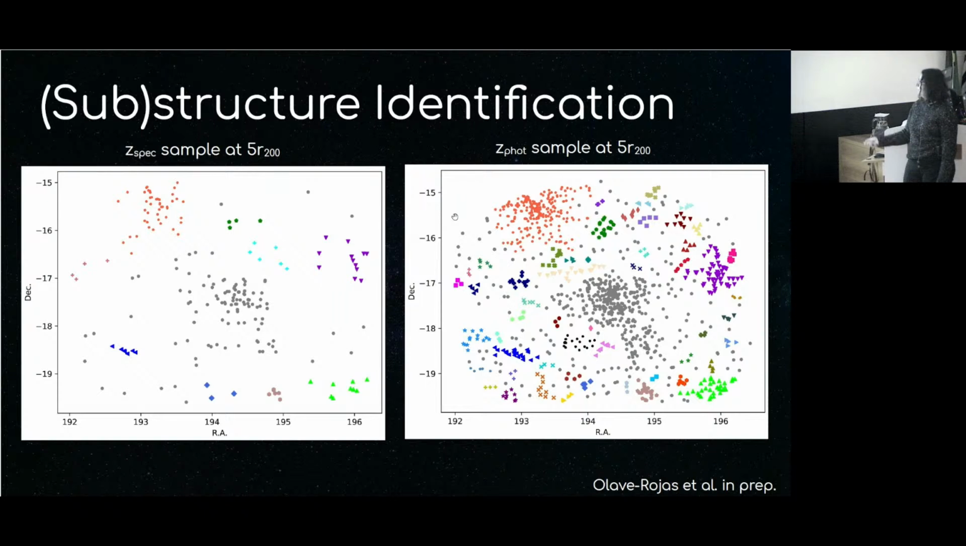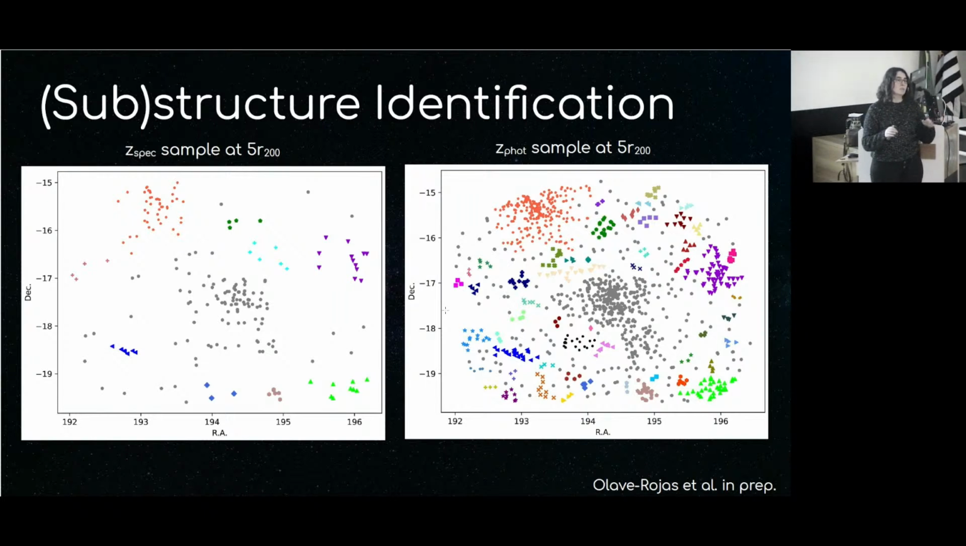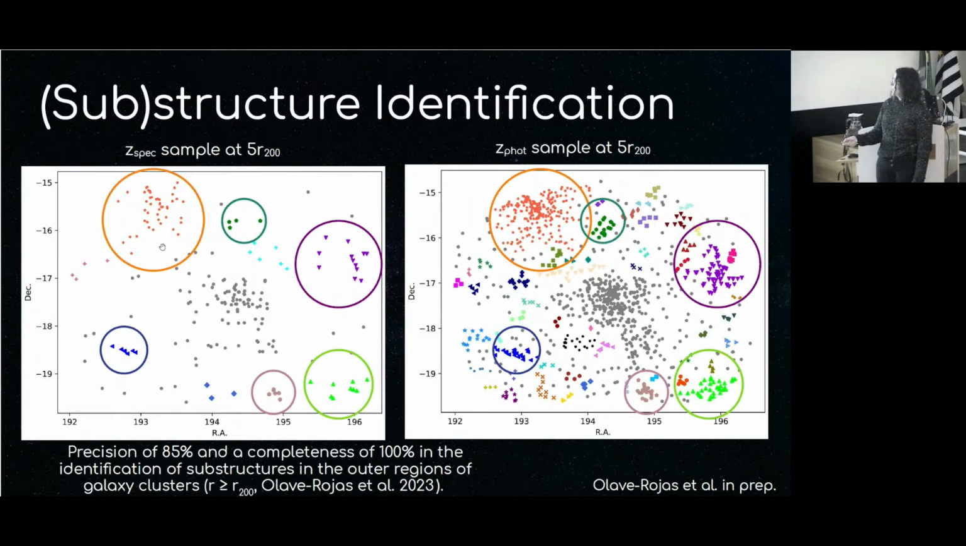And in the other plot, you can see the same cluster. However, in this part, I identify cluster members and also identify substructures considering only photometric information about the cluster. And the identification of the substructure in both cases is independent, I run Calzagos in an independent way. And as you can see, it is very good because in the case of the photometric sample, we can recover some substructure that appears in the spectroscopic sample.